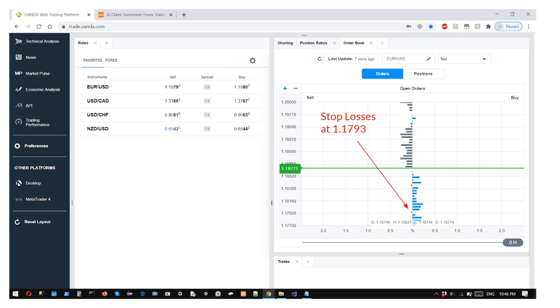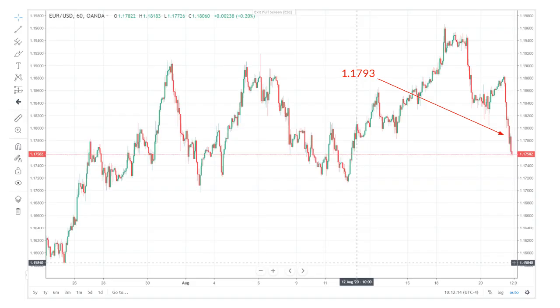We see that the retail traders place their stop losses at 1.1793. Now, guess what happens 6 or 8 hours after London Open, after we place our short trade? Boom! Price went straight down, right to the stop losses at the 1.1793 level. Just completely obliterated all the traders that went long that day.